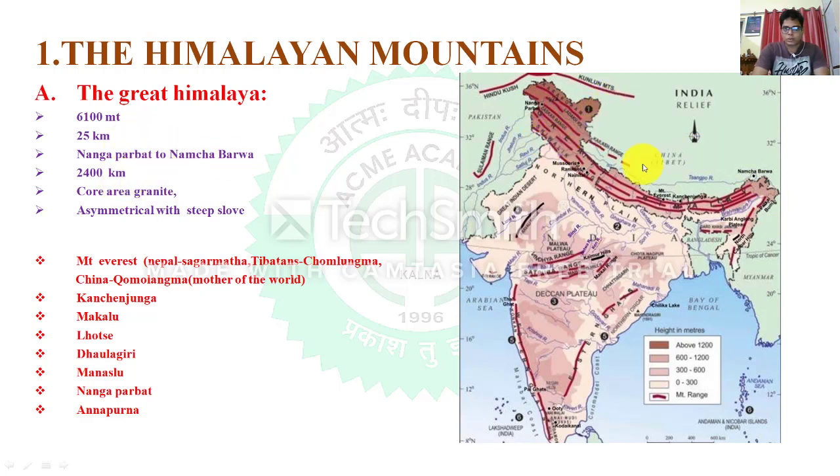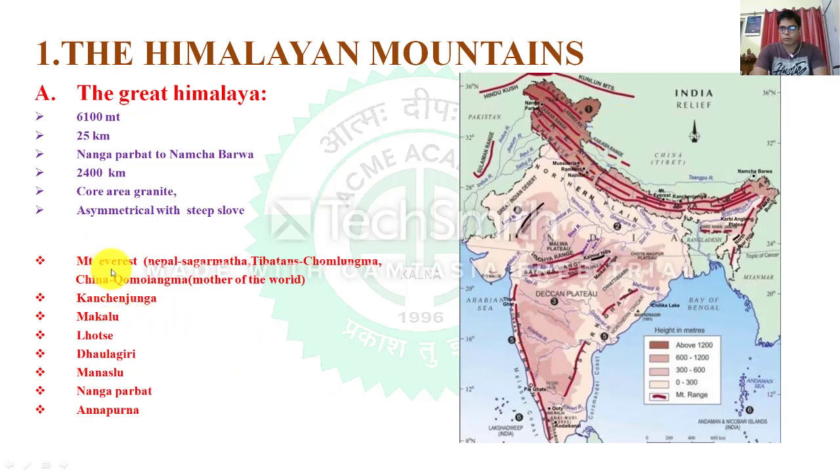The total length from Namcha Barwa to Nanga Parbat is 2,500 kilometers. This area is formed by a core of granite, and it is also asymmetrical with a steep slope. Most of the mountains you find here, and later we will discuss the mountain ranges of the Greater Himalaya, are very asymmetrical with steep slopes. One by one we will discuss.